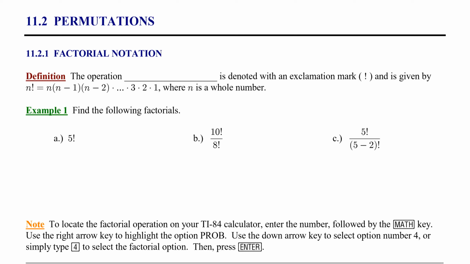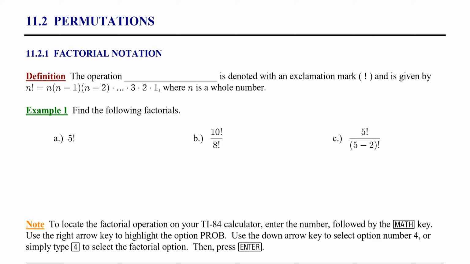In section 11.2, we have the opportunity to build on the fundamental counting principle and discover permutations. Now recall, the fundamental counting principle says that to count the number of outcomes in a series of decisions, we're going to multiply the number of choices for each decision. Now, in that setup, we have one choice for each spot, right?